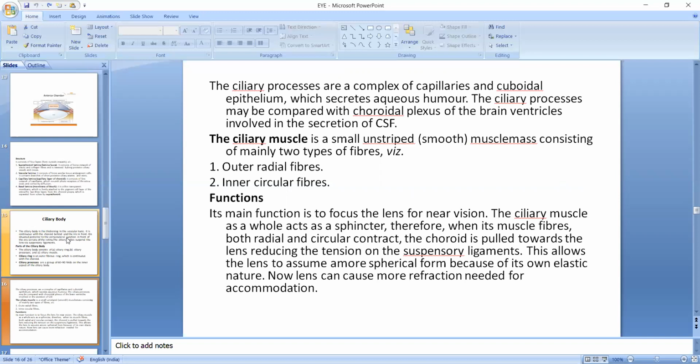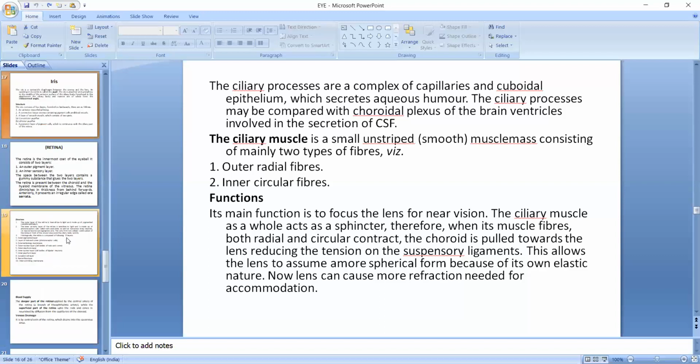Therefore, when the muscle fibers, both radial and circular, contract, the choroid is pulled towards the lens, reducing the tension on the suspensory ligament. This allows the lens to assume a more spherical form because of its own elastic nature. Now, the lens can cause more refraction, which is needed for accommodation.